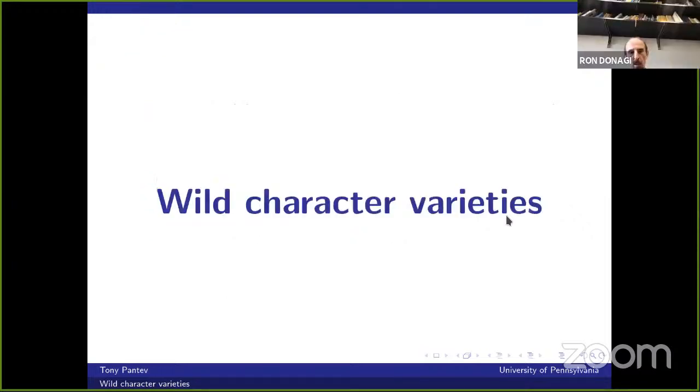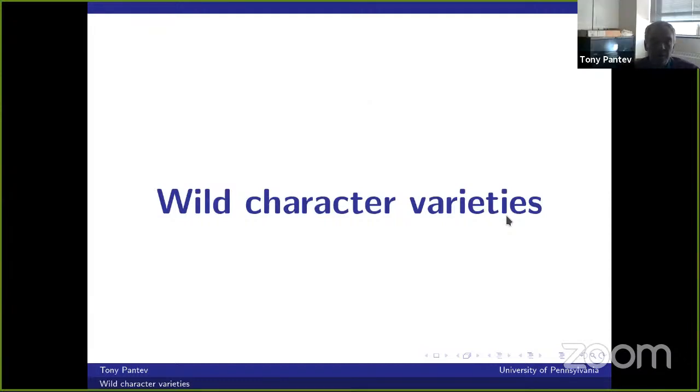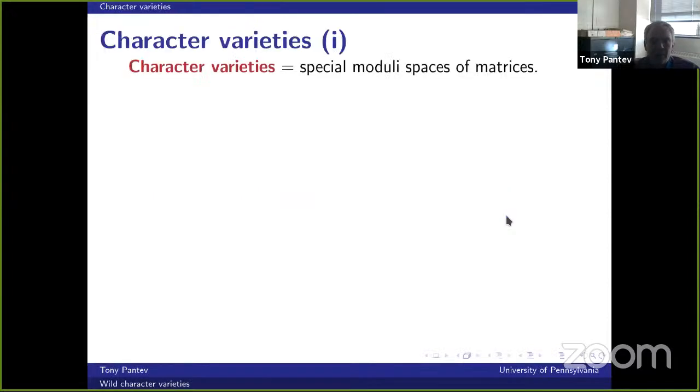Now let me start by introducing the main objects that we would like to study. And these are the wild character varieties. And what are these character varieties? So character varieties are just moduli spaces of matrices, but very special moduli spaces of matrices that arise from representations of fundamental groups of Riemann surfaces.